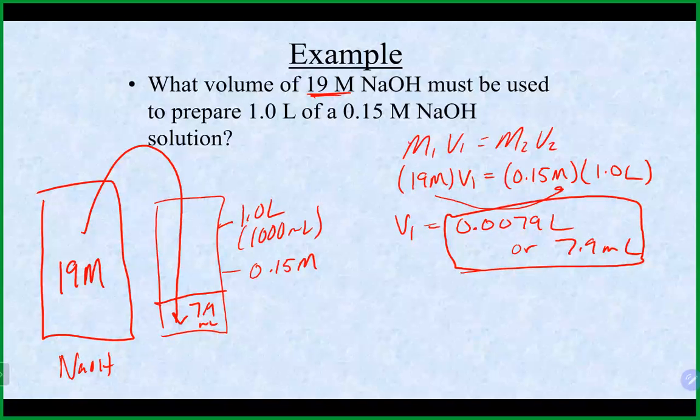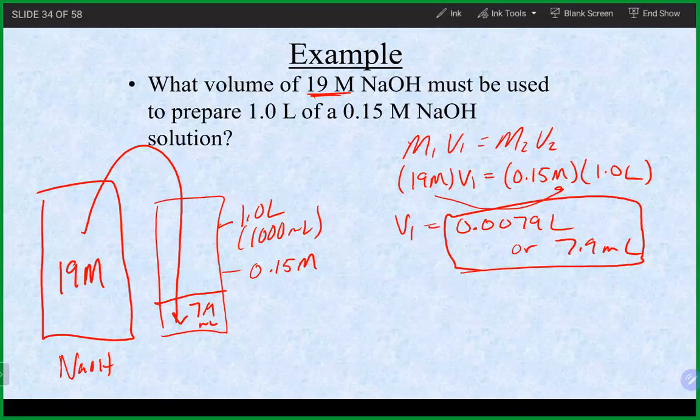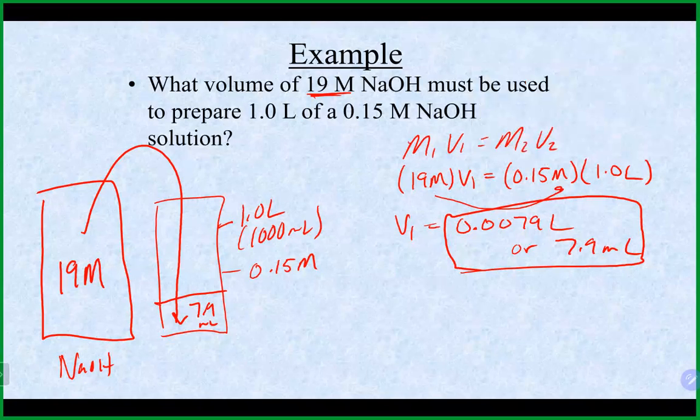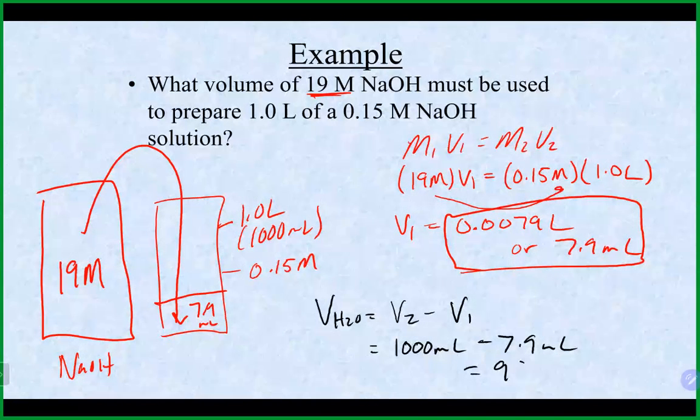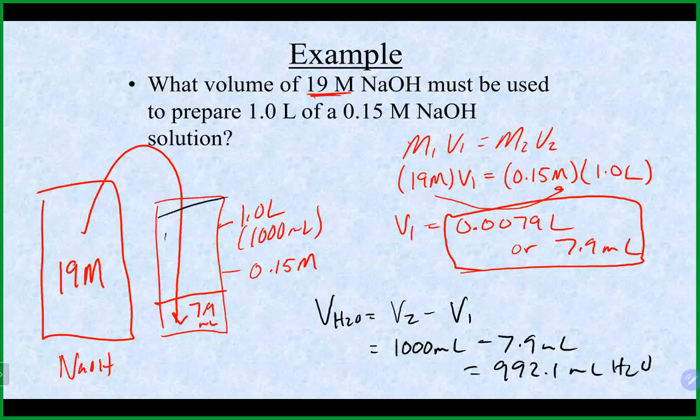So a lot of times in these types of problems, they will ask you how much water or solvent you need to add. A lot of times the volume of water is V2 minus V1. In this case, I'll do it in milliliters: we want it to end up at 1,000 milliliters, and we already put in there 7.9 milliliters. So if we take 1,000 minus 7.9, it tells us that we need to put in about 992.1 milliliters of water.